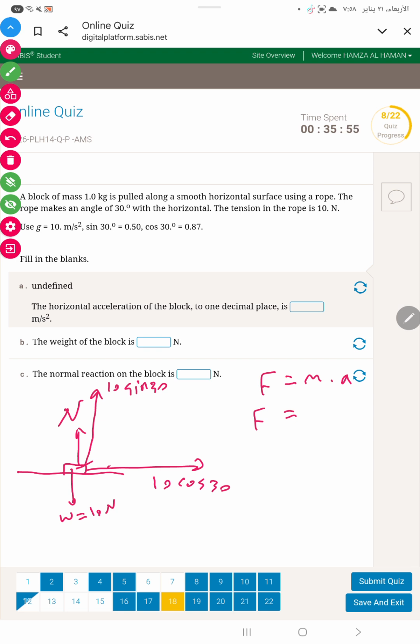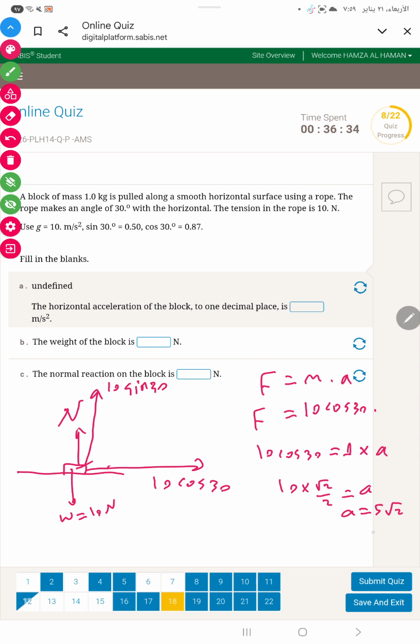Okay, so the component pulling horizontally is 10 cosine 30 times the acceleration, which we don't know. So now we replace: 10 cosine 30 is equal to mass 1 kilogram times the acceleration. This means the acceleration is 10 cosine 30. So 10 times radical 2 over 2, that's the acceleration. 5 radical 2. So acceleration is 5 radical 2.